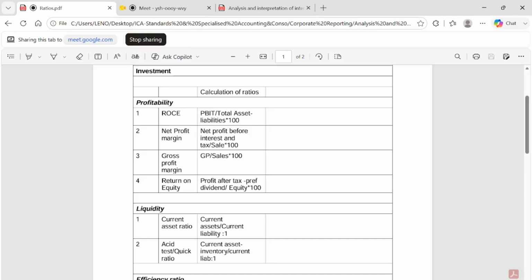So that one is profit after tax minus preference dividend, divided by equity, times 100. Clearly, as I earlier indicated, the equity is the money the ordinary shareholders have invested, right? So if you want to know how much will come to the equity shareholders, you have to remove the preference share dividend from the profit. You understand?